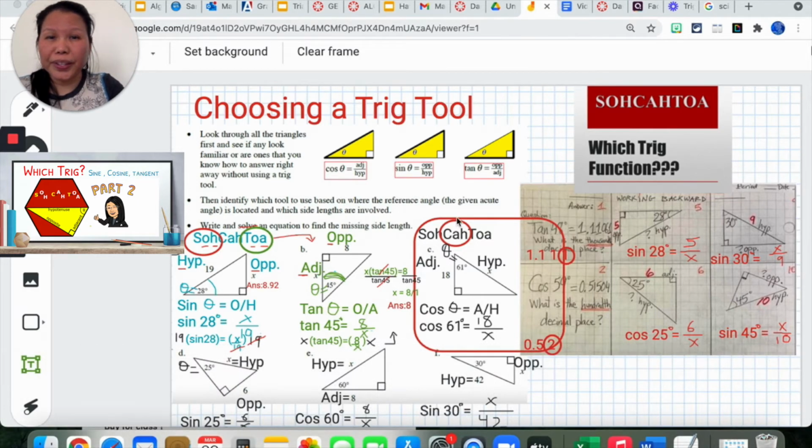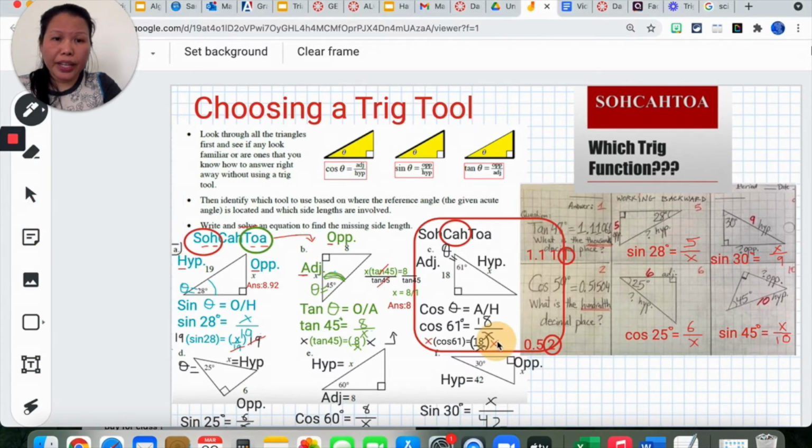We will go ahead and use red to write it in this time so you can see the contrast. I'm going to cancel out the x on the right hand side, and I will end up with the equation x times cosine 61 on the left. On the right, I only have 18 left.